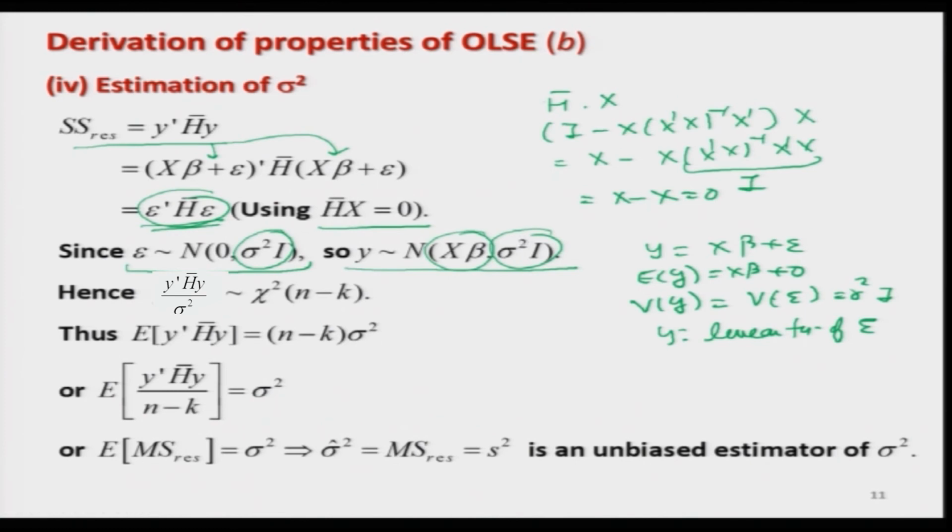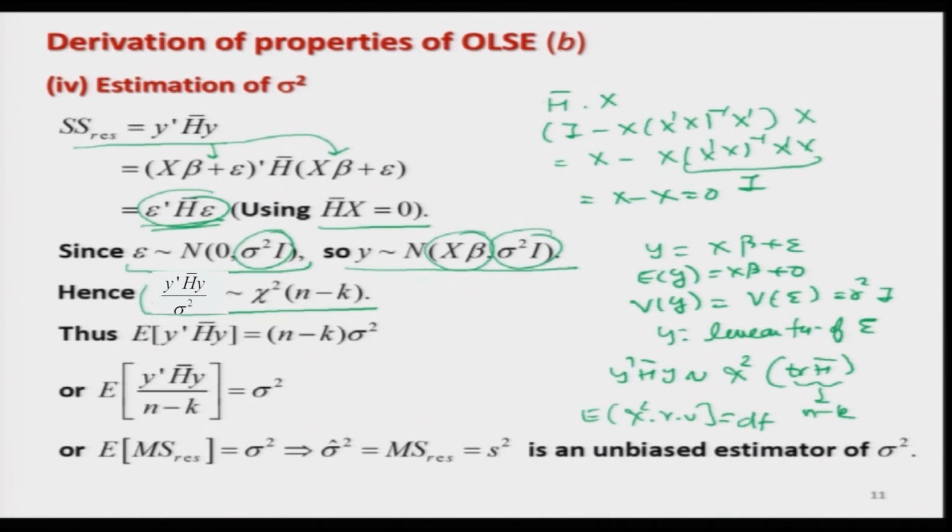And we also know from the properties of quadratic forms that y transpose h bar y upon sigma square will follow a chi-square distribution with n minus k degrees of freedom. Actually, the rule here is this: y transpose h bar y upon sigma square will follow a chi-square with the degrees of freedom equal to the trace of h bar. So, the trace of h bar you have already found to be n minus k. So, this will follow a chi-square distribution with n minus k degrees of freedom, and we know that when you take the expectation of a chi-square distributed random variable, the expectation comes out to be the same as its degrees of freedom. So, now since y transpose h bar y upon sigma square is following a chi-square distribution and the degrees of freedom is n minus k.